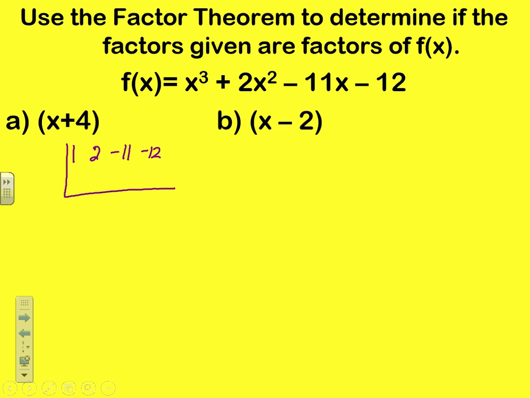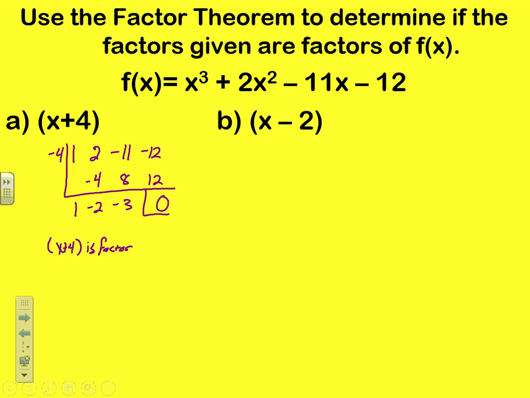If I take this x plus 4 factor, set it equal to 0 and solve for x, I get a solution of negative 4. So let's go through our synthetic division process. Bring down the 1, multiply, and that gives me negative 4 here. Add those, negative 2, multiply, and I get a positive 8. When I add those, it gives me a negative 3. Multiply again, and I get a positive 12 here, which gives me a remainder of 0. So that tells me that x plus 4 is a factor of that third degree polynomial.